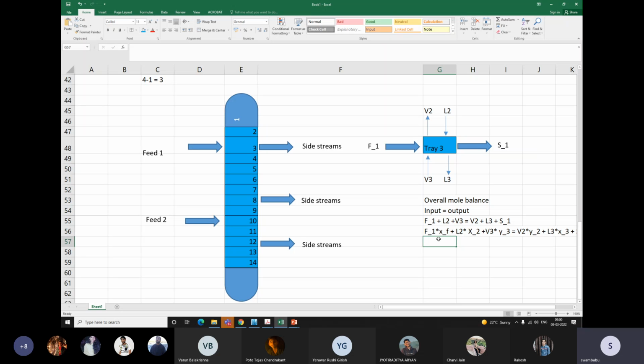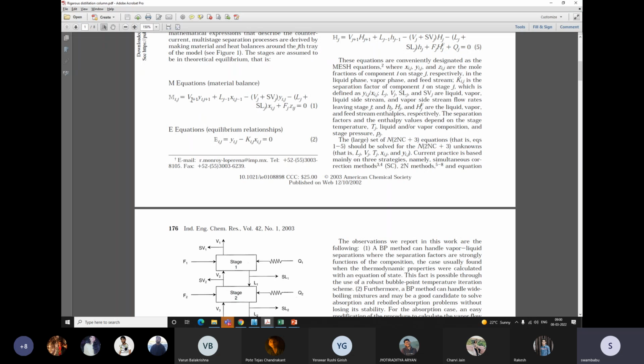Now we can do energy balance also. F1 into enthalpy 1, L2 into enthalpy of liquid stream 2, V3 into enthalpy of vapor stream 3. That way we can write the energy balance. Now we can see exactly every time, this is Vj+1 into Yij+1, Lj-1 into Xj-1, minus this mole fraction. So we can write material balance equations.